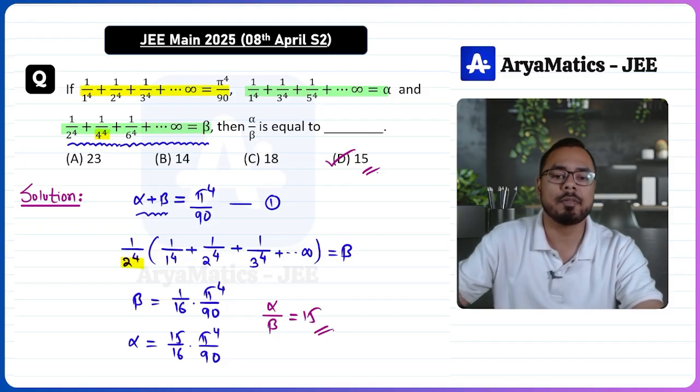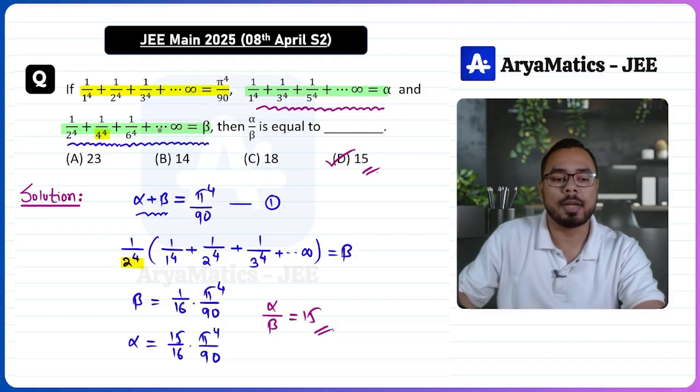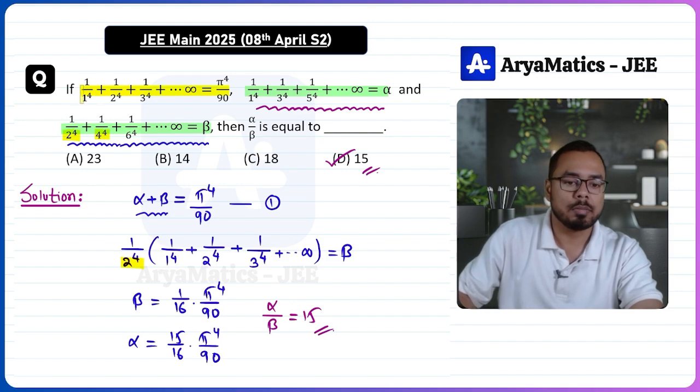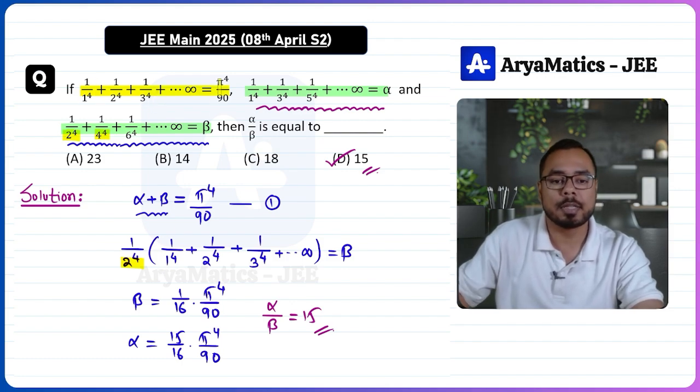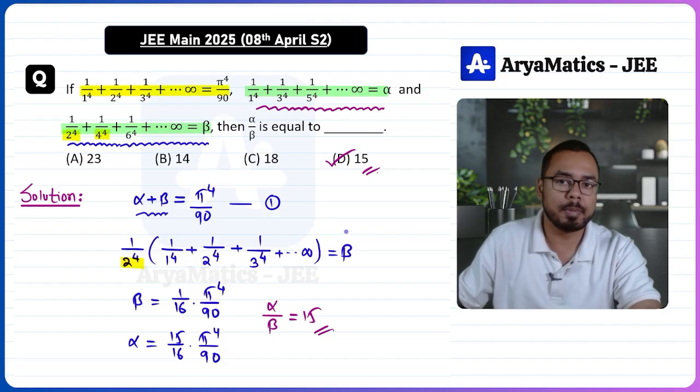Right, so this was one problem where one equation you will get from here. If I add these two, then alpha plus beta, this is pi raised to 4 by 90, and simply by taking 2 raised to 4 common from this one, you can write the remaining sum as pi raised to 4 by 90 times 1 by 16, and that will give you the value of beta. From there calculate alpha. Finally alpha by beta, that will be 15, and hence the correct answer for this problem is the fourth option.